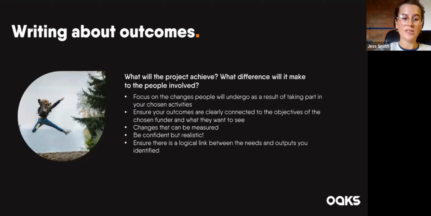And it's really important to ensure there's a logical link between the needs and outputs you identified. So are the outputs you identified matching the needs, and do the outcomes make sense from this? If you're saying the need in your area is one thing, is the activity you're doing going to meet that need, and are the outcomes you expect to see going to help?